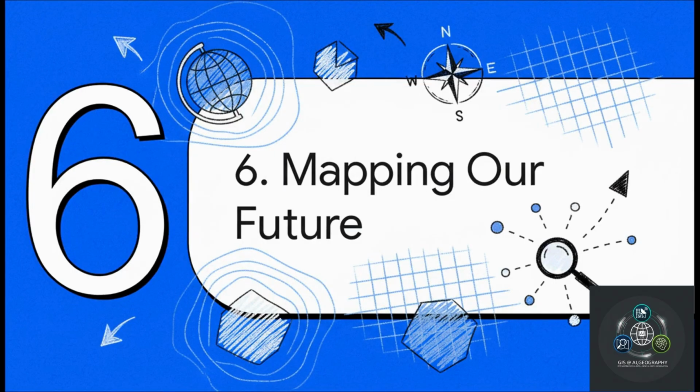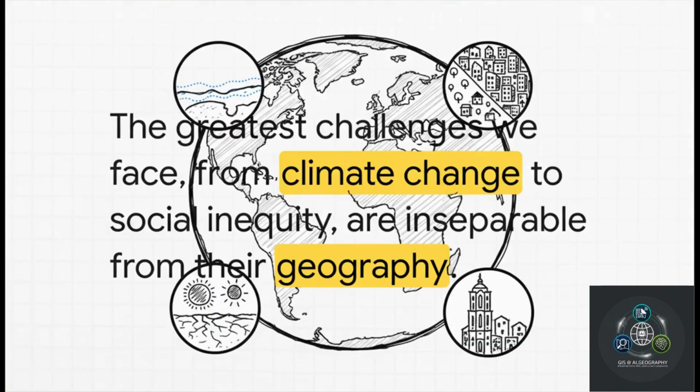So what's next? Where is all of this heading? Well, as we look to the future, the ability to understand our world through this geographic lens, it's not just useful anymore, it's becoming absolutely critical. Just think about the biggest, hairiest challenges we're facing. Climate change, for example. It's not just some abstract number about the planet's temperature. It's about geography. Where are the sea levels going to rise? Where will the droughts hit hardest? Where are the most vulnerable communities? These are all fundamentally geographic questions, and GIS is the tool we need to even begin to answer them.